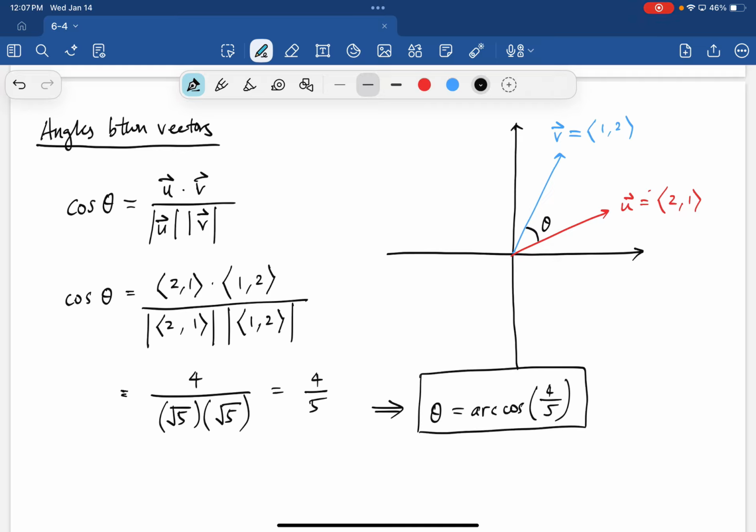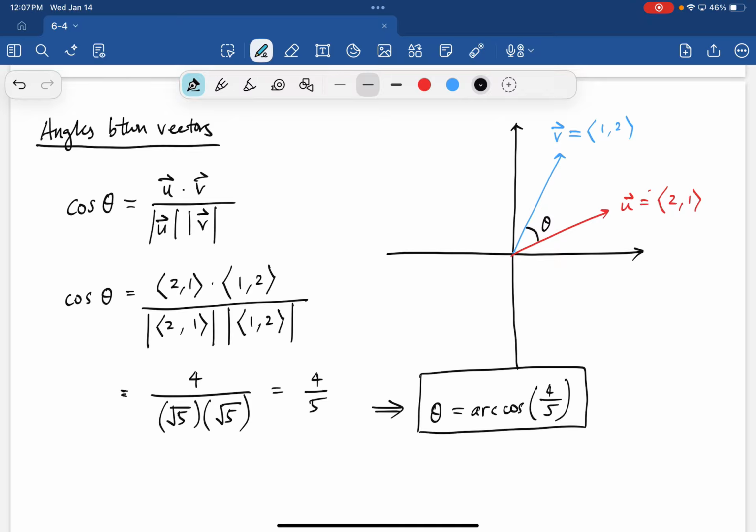Tyler. Well, cosine theta is equal to 4/5. So that means theta is going to be arc cosine of 4/5. Okay. Anybody remember what the domain of arc cosine is? 0 to pi. Yes, 0 to pi. So 0 to 180 degrees, right?